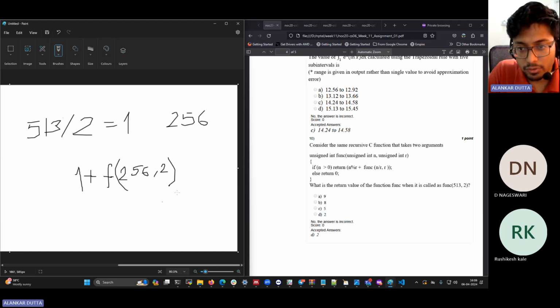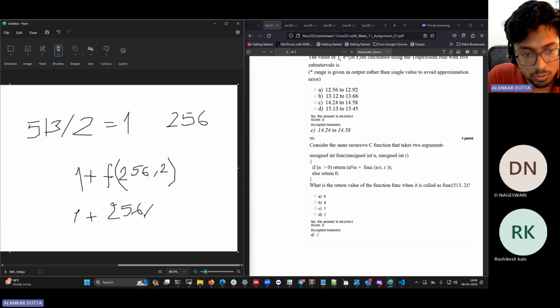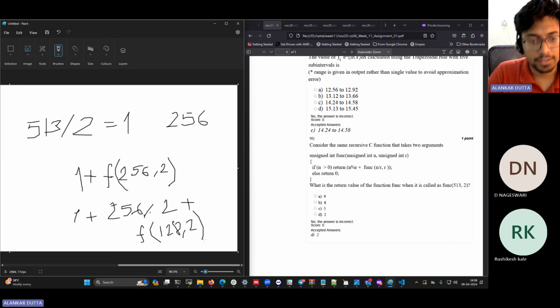This is the function, right? So now you again divide it by 2, so you will have 1 plus 256 modulo 2, and then you add f of 256 divided by 2, which is 128, comma 2. And this goes on. As you can see, n is decreasing, and you'll do it until the value of n is 0.